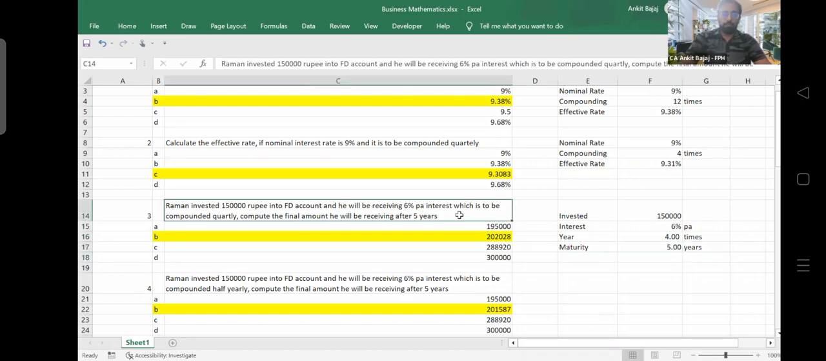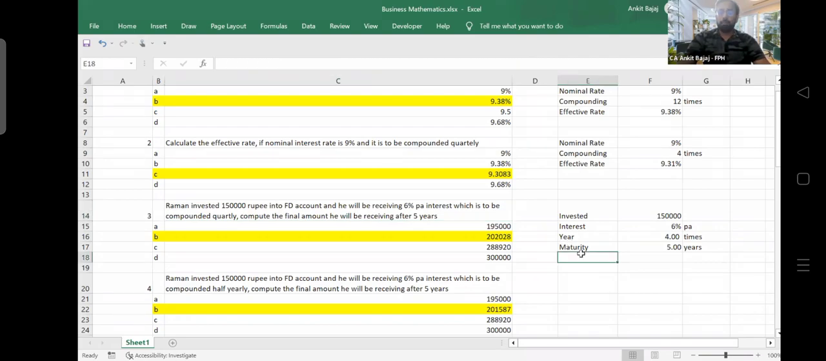Now here we have to calculate the future value, right? That today if you are investing 1,50,000, after 5 years, how much you will be getting. If I talk about compounding, compounding is to be done quarterly. Now how many times will compounding take place in 5 years? If 4 times in 1 year, it is going to be NPER. So 4 times in a year, so in 5 years it will be 20 times, right?